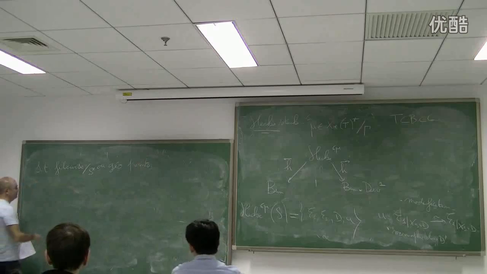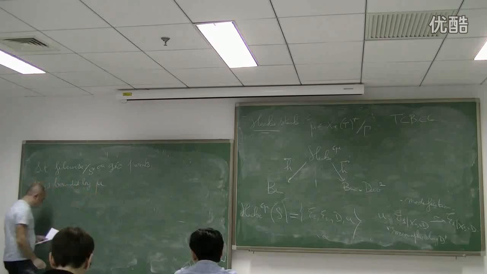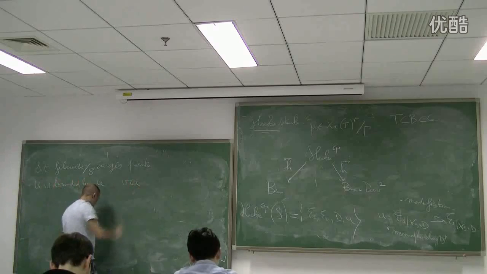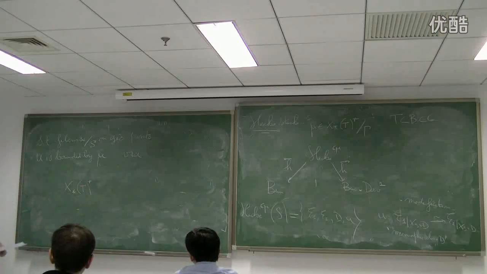U is bounded by U in the following sense. Yeah, the following Cartier position. You have this positive by a chamber. So I'll start T plus. This is identified.